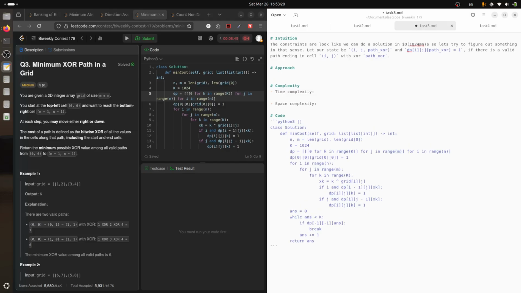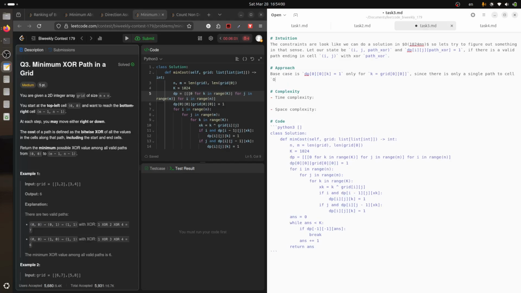Approach. Base case is dp[0][0][grid[0][0]] = 1, and dp[k] = 1 only for k equal to this, since there is only a single path to cell (0, 0) and its XOR is grid[0][0].